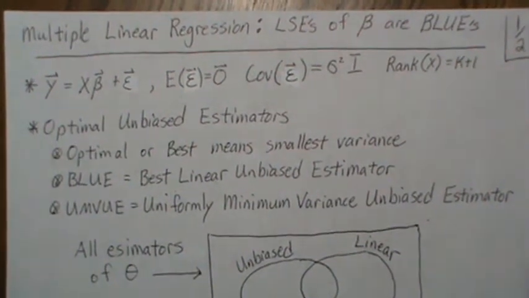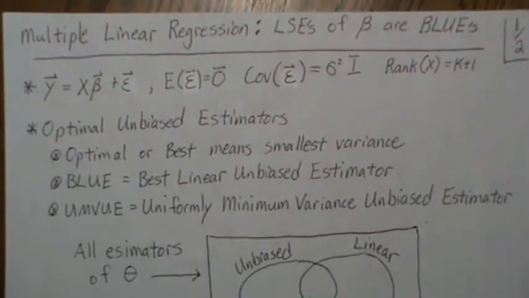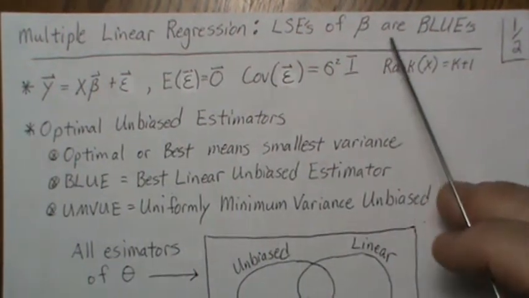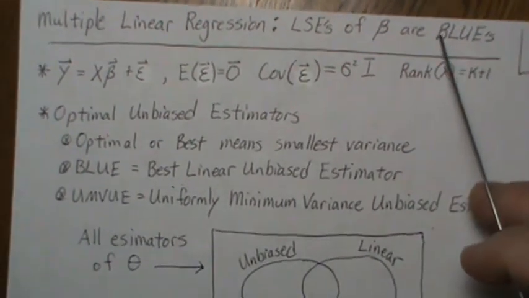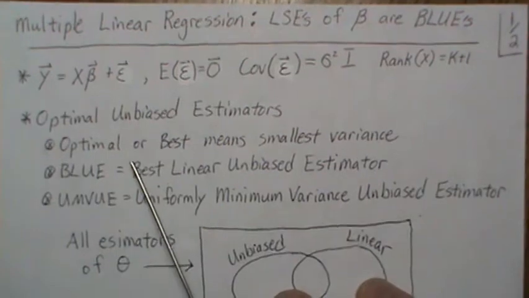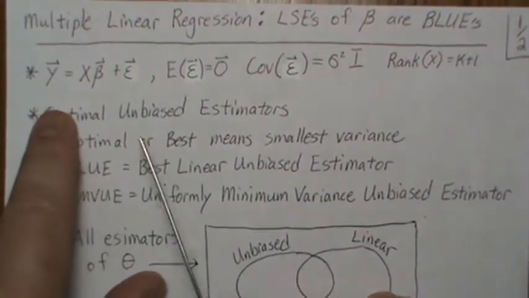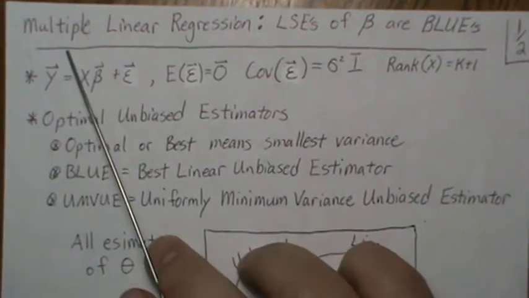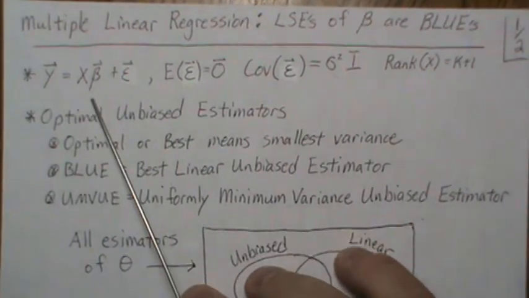Hello, we're in the multiple linear regression setting, and we're going to prove the Gauss Markov theorem, which says that the least squares estimates of betas are BLUEs. And a BLUE is the best linear unbiased estimator. So here's the setting. Here's our linear regression model, or multiple linear regression model.